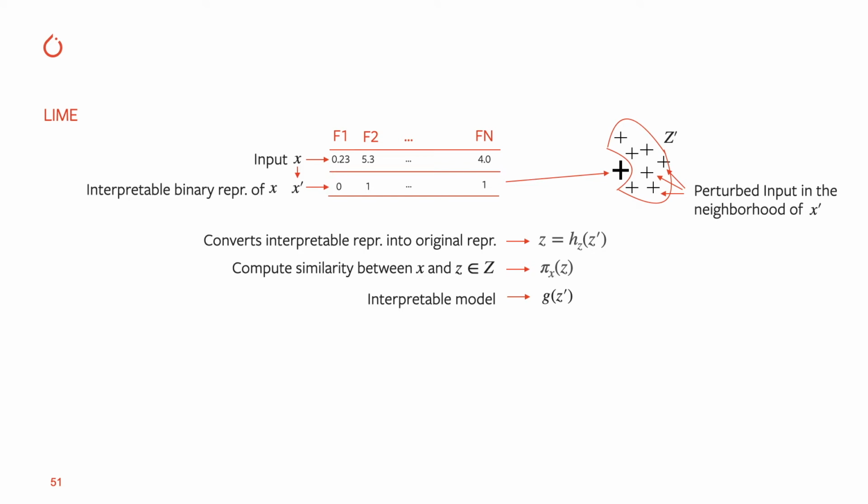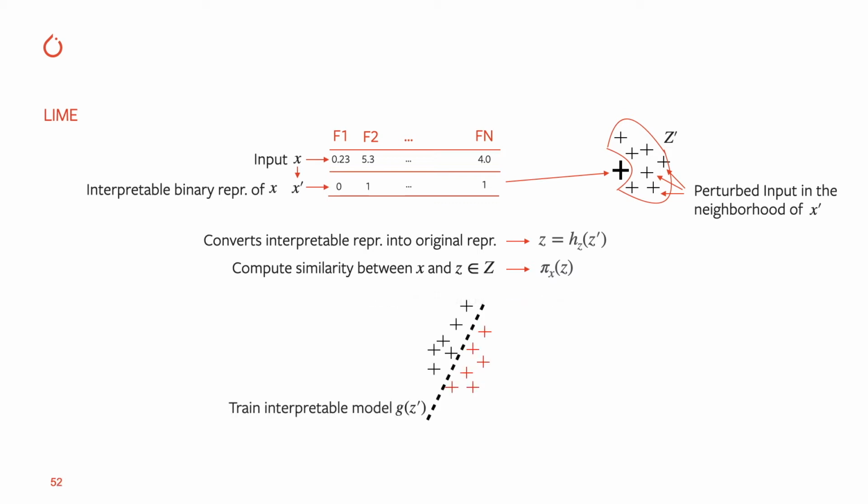Now let's define our interpretable surrogate model, G, that takes Z prime interpretable inputs as input to the model. We can train a surrogate interpretable model. In this case, we have a linear classifier that learns to discriminate between different classes for the Z prime input samples.